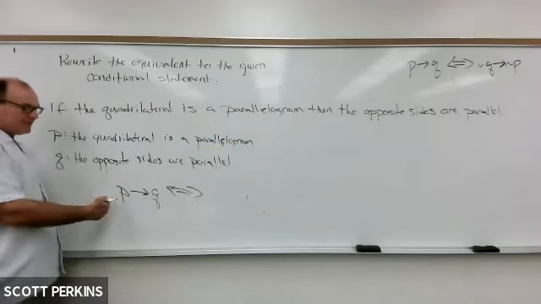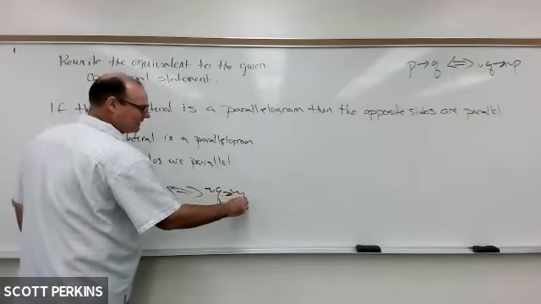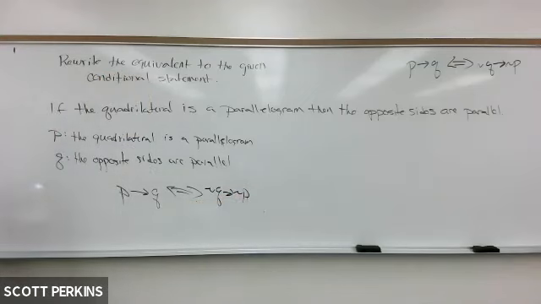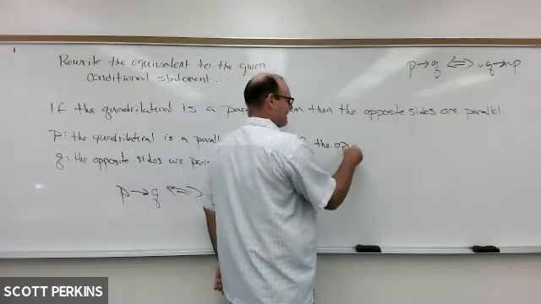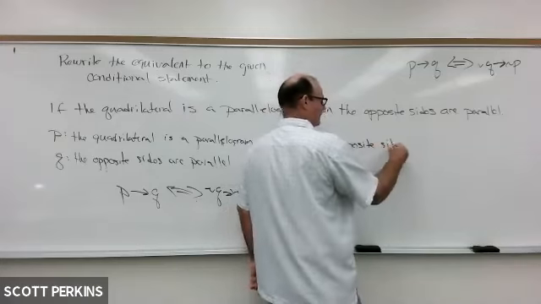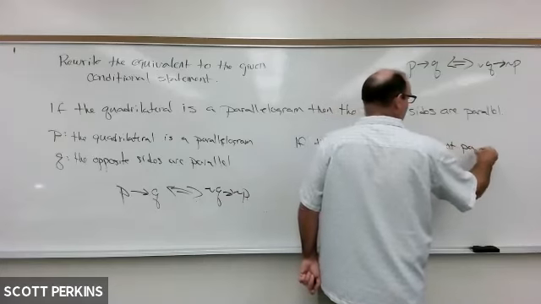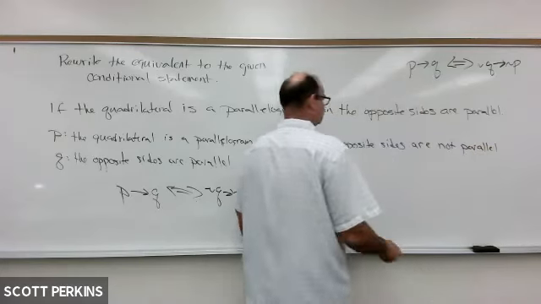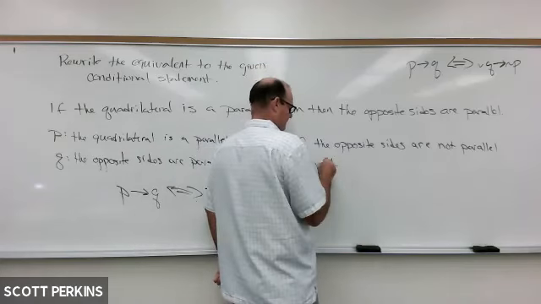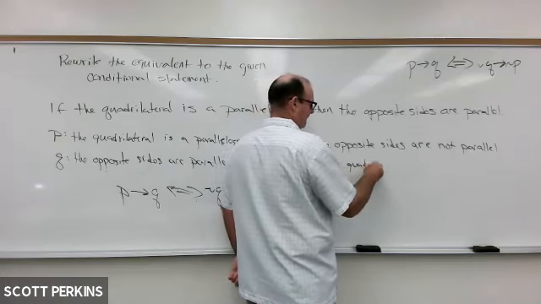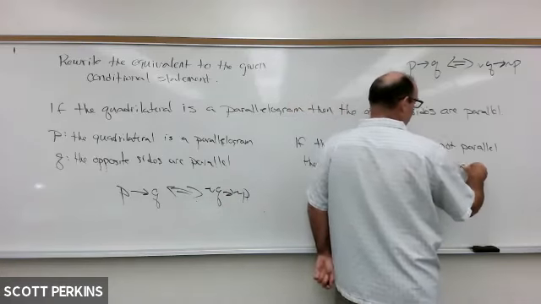So the contrapositive of this, when I've changed the signs and I flip the order, is squiggly Q, then squiggly P. And now I will write that in words. It says if the opposite sides, since there's a squiggly, are not parallel, then the quadrilateral is not a parallelogram.